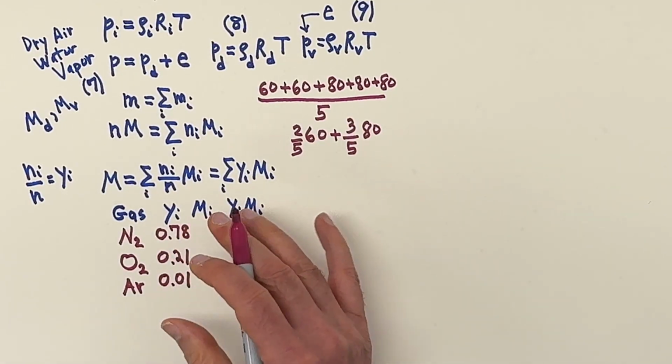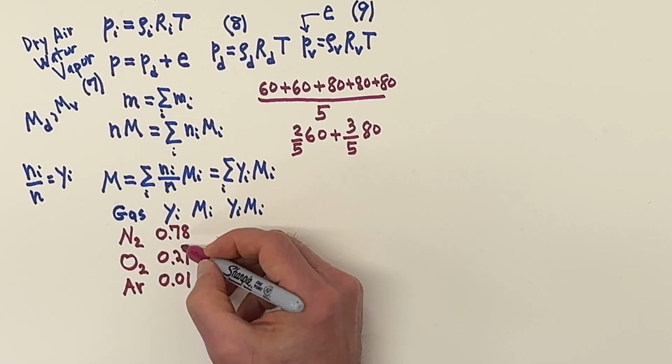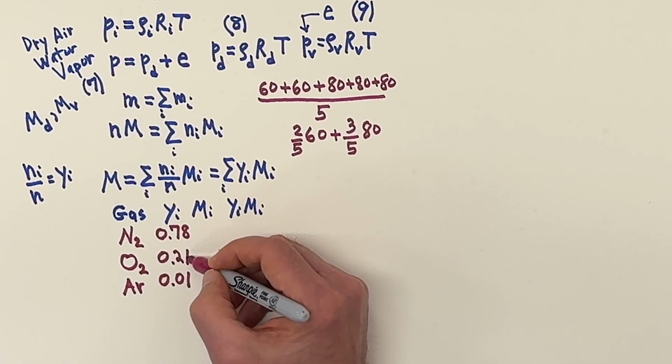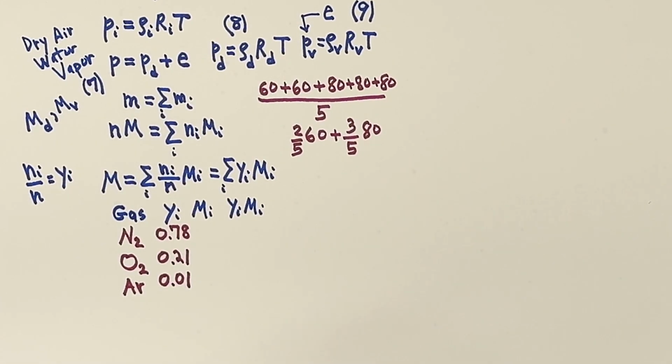Now there are other things in air, trace elements, but this is pretty much it. See, this adds up to 100%. 78%, 21%, that's 99%, and 1% gets you 100%. So this is a very, very good approximation.